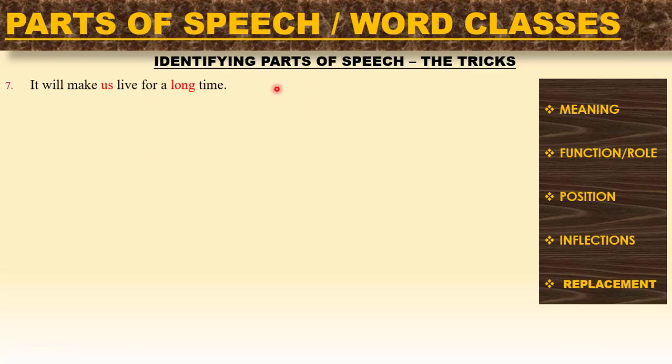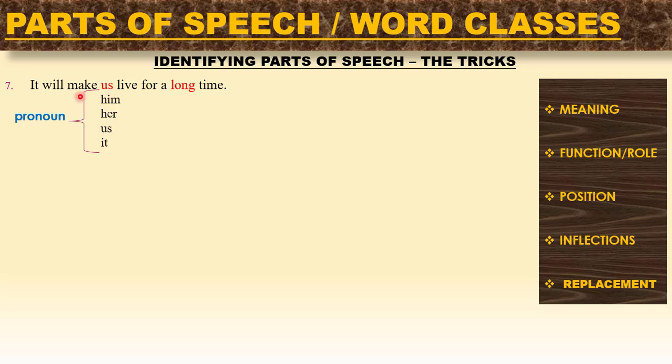Now, solve this. It will make us live for a long time. It will make us live. What is the word class of us? You can replace us over there with him. It will make him live. It will make her live. It will make us live. It will make it live. Us in this sentence is functioning as a pronoun because it has replaced a noun.